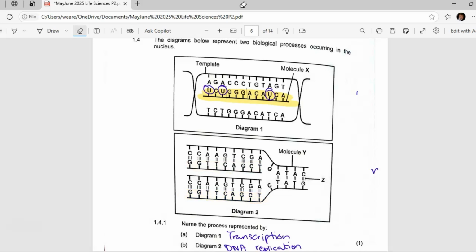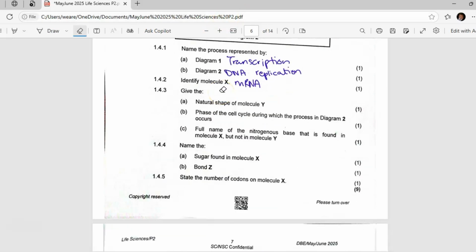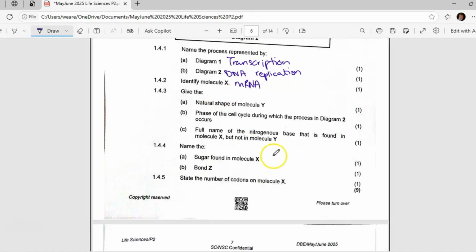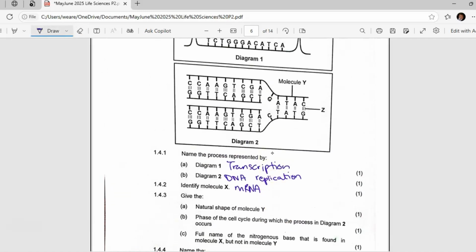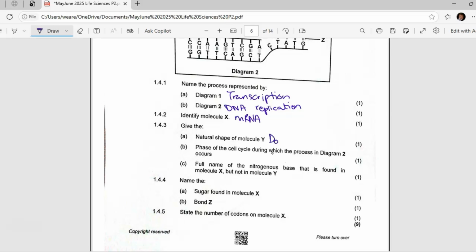Let me just erase so that for the next couple of questions it's nice and clean. Alright, let's move down. They say, give the natural shape of molecule Y. Molecule Y, we obviously also know now is DNA, right? So molecule Y's natural shape here is double helix, right? It's not double-stranded or single-stranded. When they're referring to natural shape, we're referring to the helix structure, right? So double helix would be the answer there.